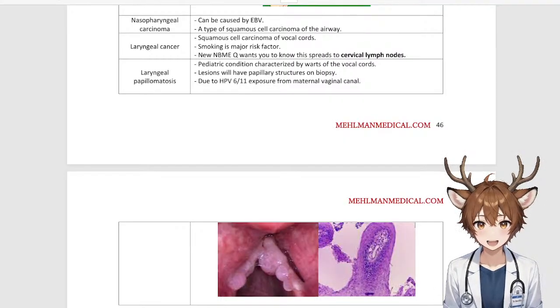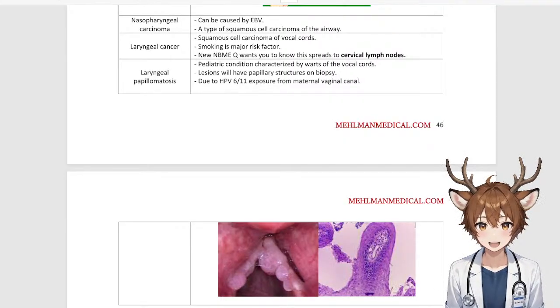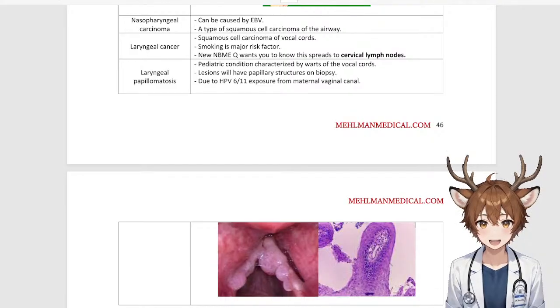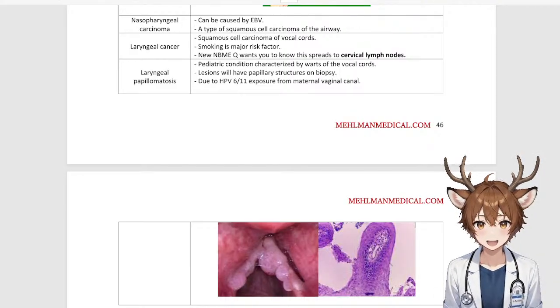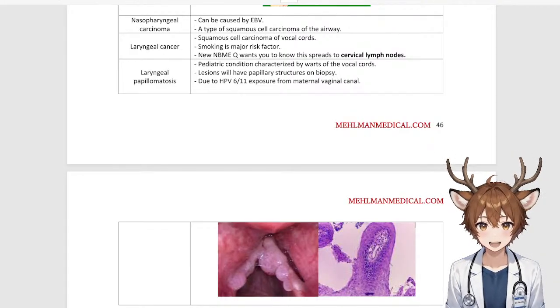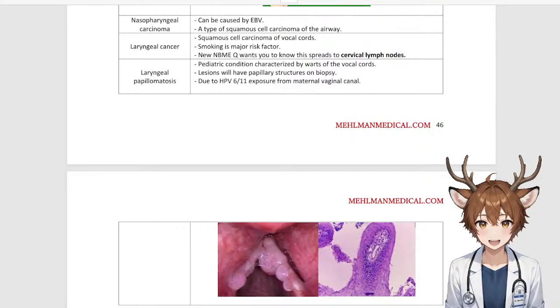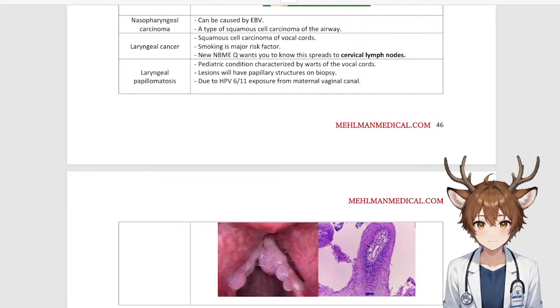Laryngeal papillomatosis, pediatric condition characterized by warts of the vocal cords. Lesions will have papillary structures on biopsy due to the HPV 6/11 exposure from the maternal vaginal canal.